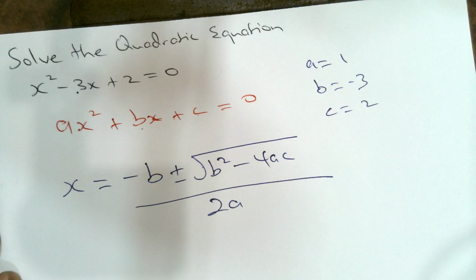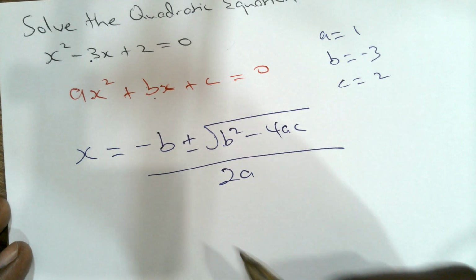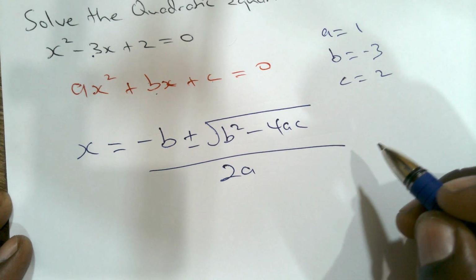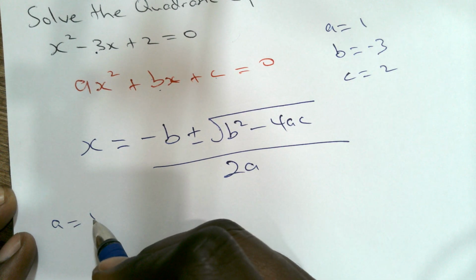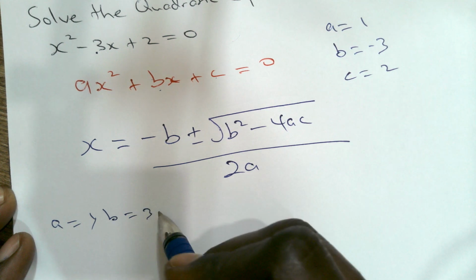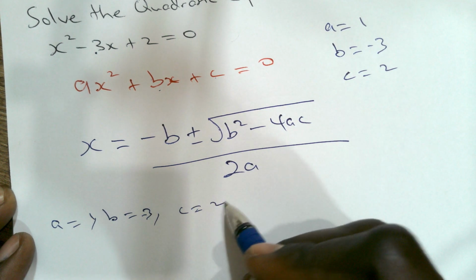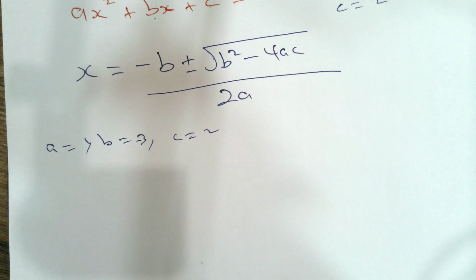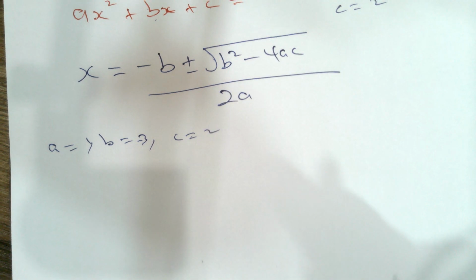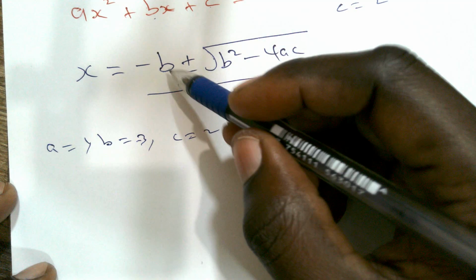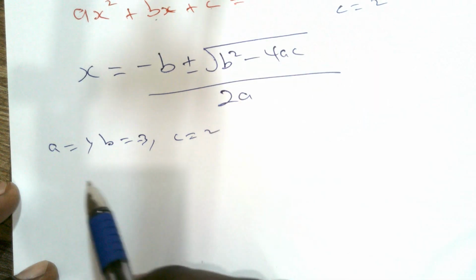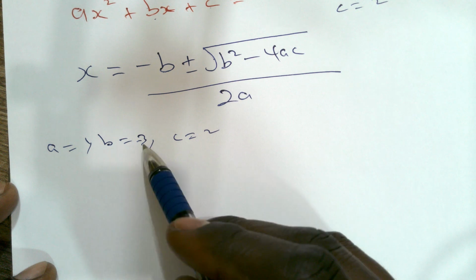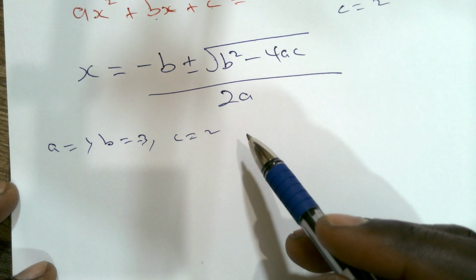Once we get those values, we put them here. Let me write them at the bottom: a is equal to 1, b is equal to minus 3, and c is equal to 2. And we now plug that into the quadratic formula. Wherever we see a, b or c, we replace them with those values. So let's do that.